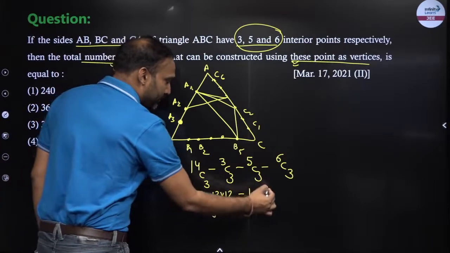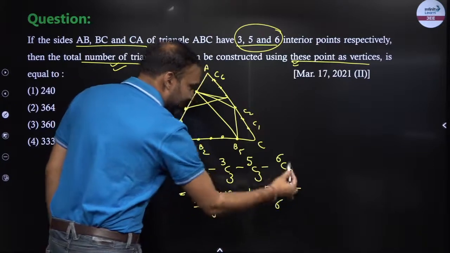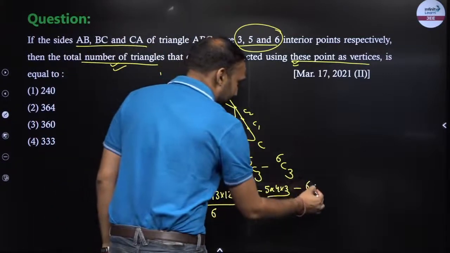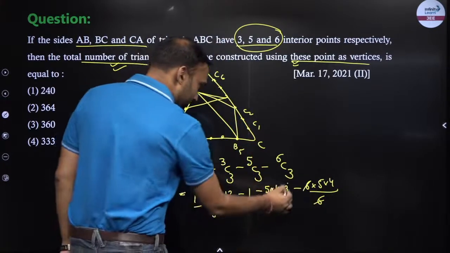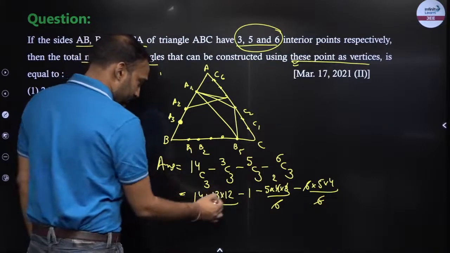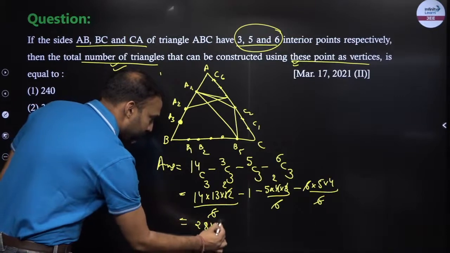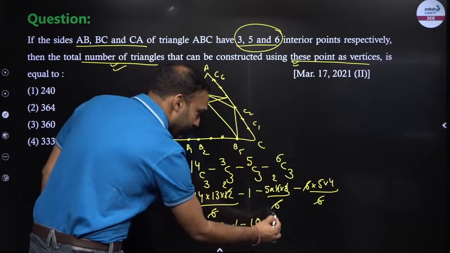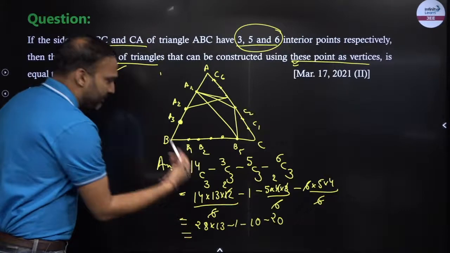3C3 is 1. 5C3 is 5, 4, 3 divided by 6. 6C3, I will write 3 consecutive natural numbers because I have a 3 at the tail, and divide by 6. So this gets out, 3 2s are 6. This gets out, now 6 2s are 12. This gets out. So now I have 28 into 13 minus 1 minus, I have a 10 over here and I have a 20 over there. Right. So we can simplify this and we can find out the answer.